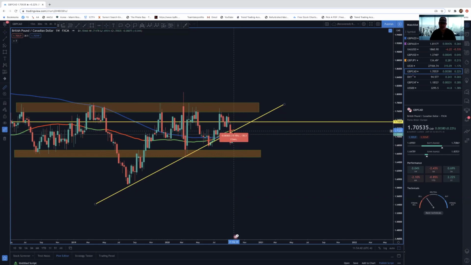Okay, if it breaks to the downside, we're looking at some level of support right here, but that's still 320 pips. And if it breaks that, then we're looking at 480 pips to the downside. So 400 and some pips from where it's at right now, depending on which direction it goes.